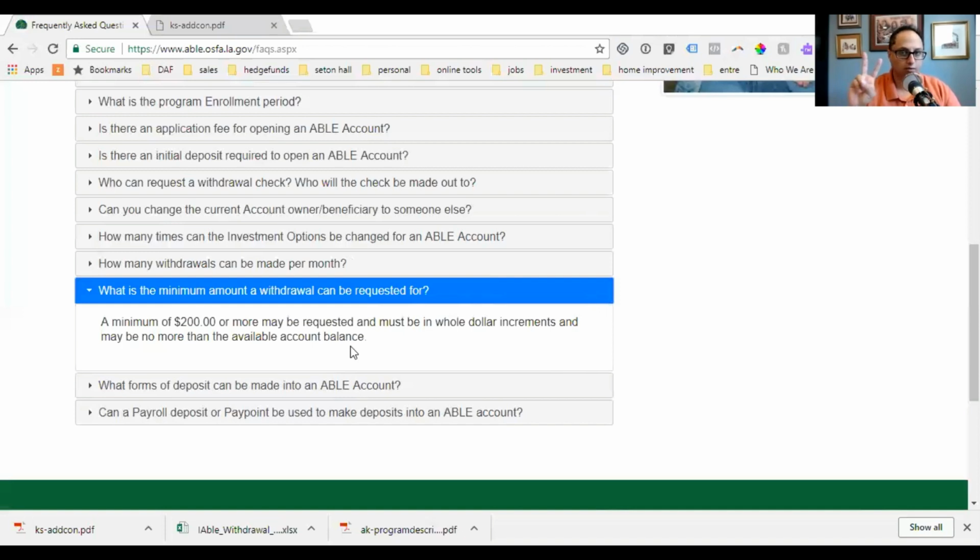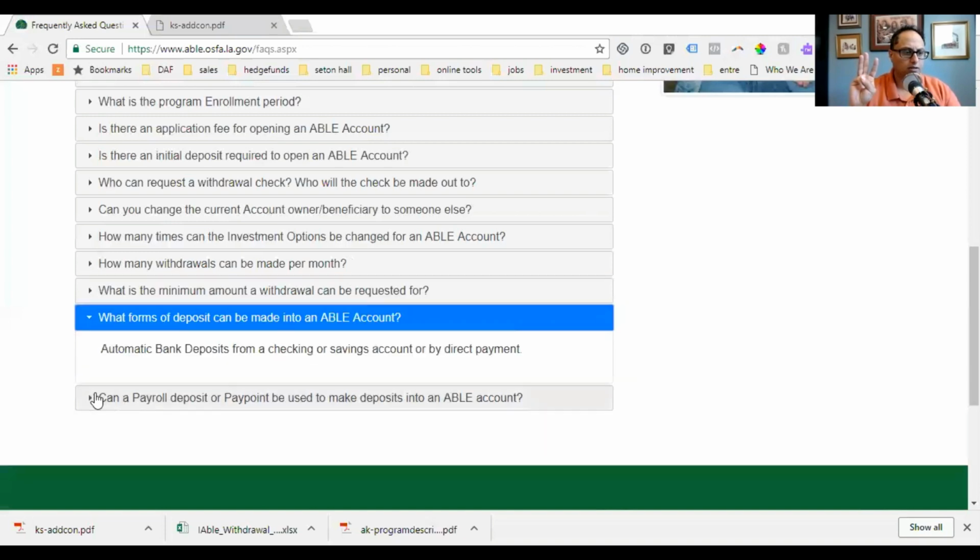Okay, so there are two things I'm checking out, and I have to get back to everybody. One is the minimum, and two is who the check is made out to, and how many times. So really three questions: and how many checks can you request, or withdrawals can you request, which is the way they say.